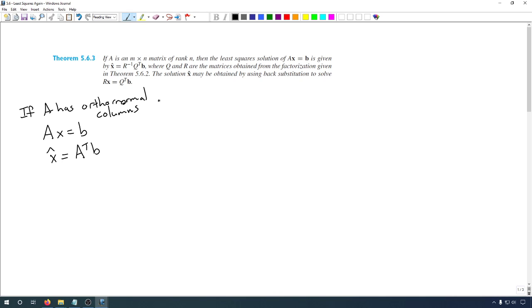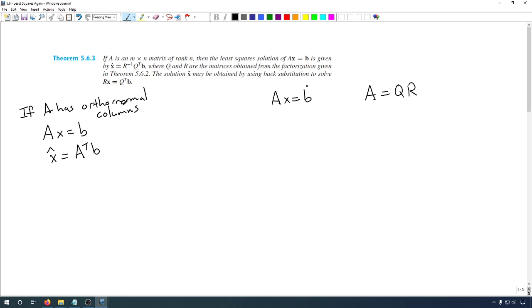Well, what if A does not have orthonormal columns? Well, if we can find a QR factorization of it, we then have a Q that does have orthonormal columns. And that means that we can actually get not as nice of a solution, but we can actually get a nicer solution than we had before. So let's say that we have AX equals B.